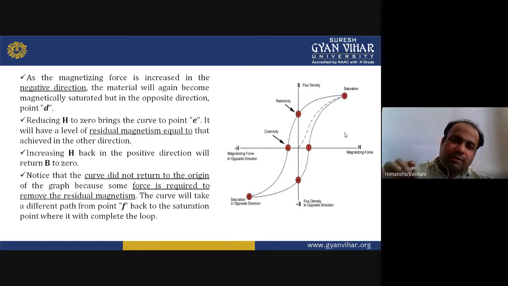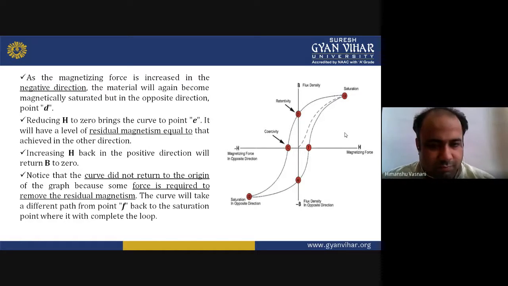So here in the loop, you can see small a, small b, small c, small d, small e, small f, and then back to small a. This is the loop that is followed. This is called the hysteresis loop.